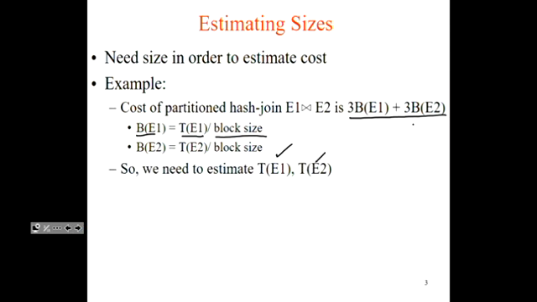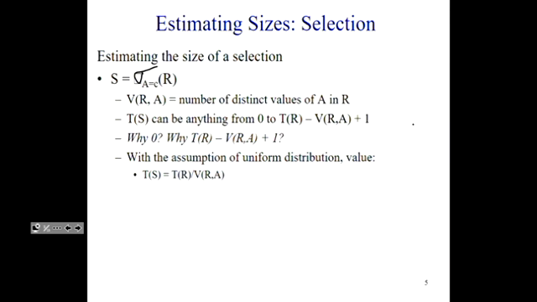Let's start with a selection. You have a relation R and you're applying a selection, say attribute A is set to value C. Let the number of distinct values of attribute A be V of R comma A. Then my claim is that the number of tuples in S can be anything from 0 to T of R minus V of R comma A plus 1.